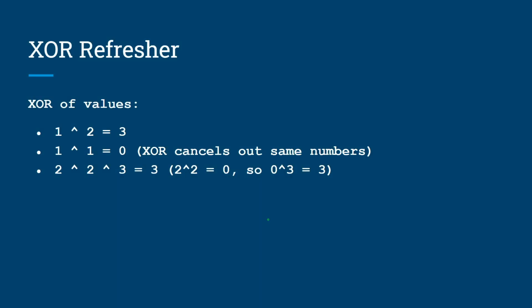Okay. So for the JOR refresher, if you take the JOR of the two values 1 and 2, you will get 3, and if you take 1 and 1, you will get 0, right? So JOR cancels out the same number. If you are getting the same number, it will cancel, right? And if you do the JOR of 2, 2 and 3, it will come to 3, because 2, 2 will cancel to 0, and 0, 3 will give 3 back. So these are the JOR operations. I hope you understand, right?